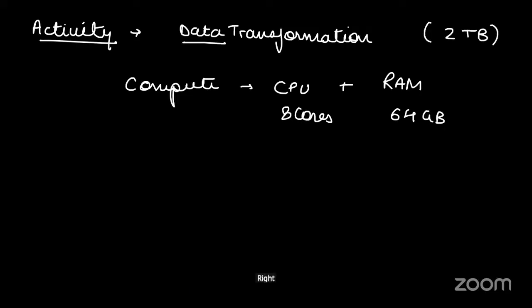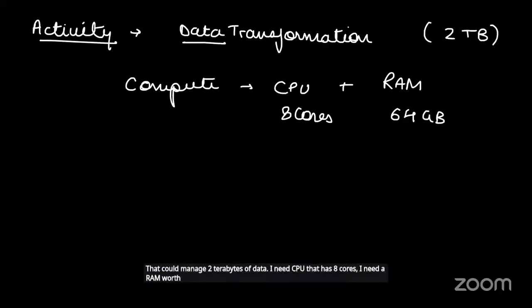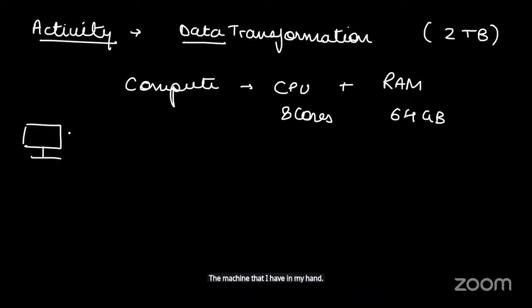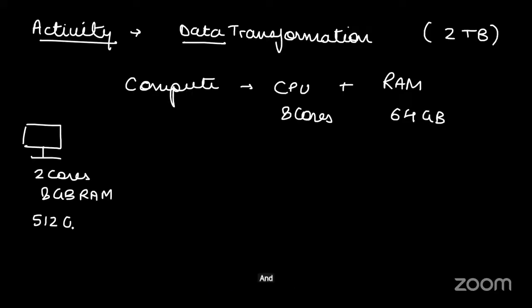right? Now, obviously, I need resources to do this. I need a proper resource that could manage 2 terabytes of data. I need CPU that has 8 cores. I need a RAM worth 64 GB. The machine that I have in my hand is a basic computer with 2 cores of CPU and, let's say, 8 GB RAM and 512 GB SSD storage. Let's say this is what I have at hand.